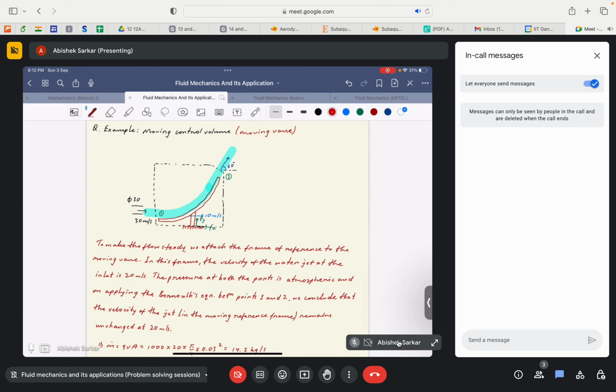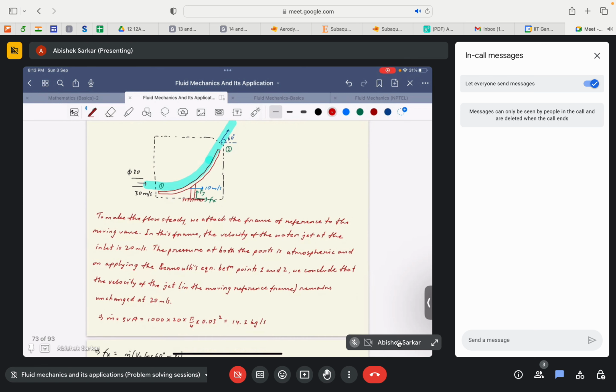But since now the frame of reference that we have chosen is itself moving, the relative velocity comes into picture. And again, just to repeat it, it makes the problem quite simple, because a choice of a moving reference frame helps us to ignore the unsteady term that would have arisen if we had chosen a stationary, fixed control volume. So now we choose a reference frame that is attached to a moving vane, so that the unsteady term can be essentially cancelled out from the governing equation.